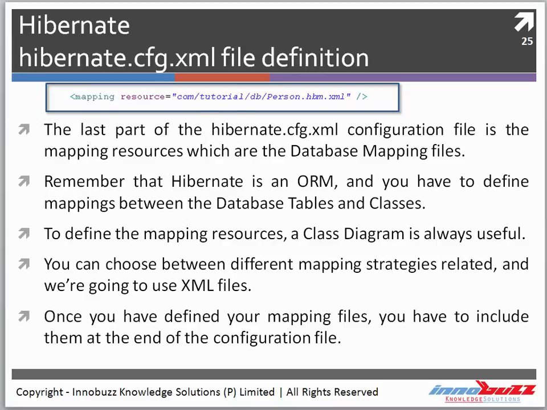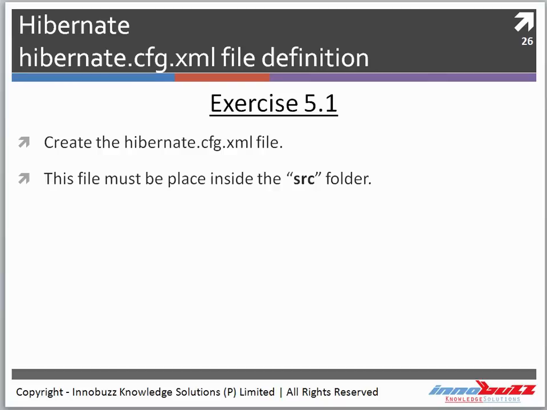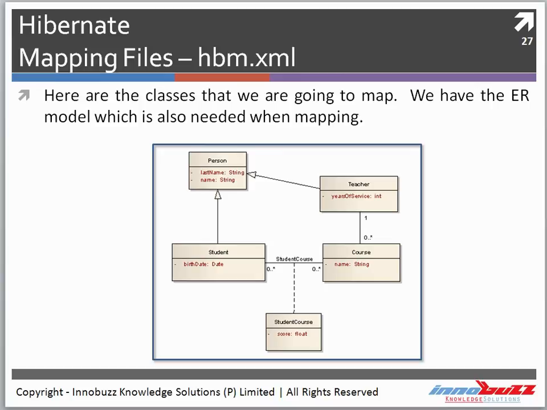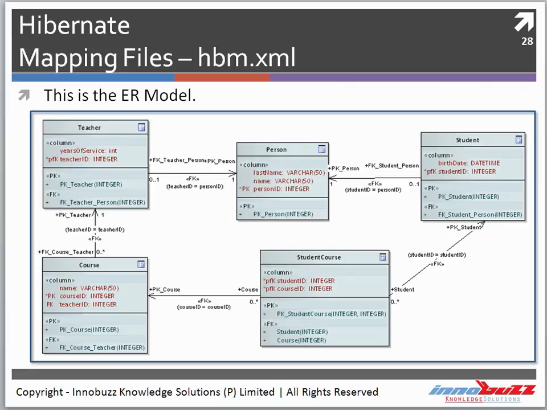Exercise. Create the Hibernate configuration file. This is a class diagram to identify what we have to map. This is the same model used in part 2, but this time we're using a class diagram. We have the person class, the teacher and student classes, which inherit from the person class, the course class, and the student course class. This is the ER model of the previous class diagram. With these two diagrams, you'll be able to map all the entities. Let's take a look.